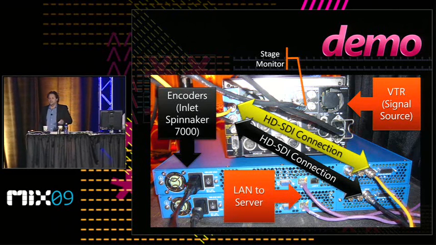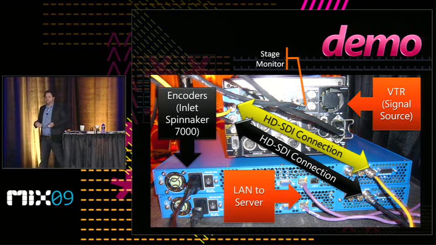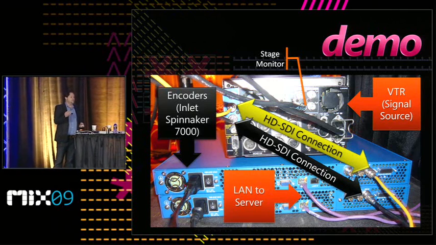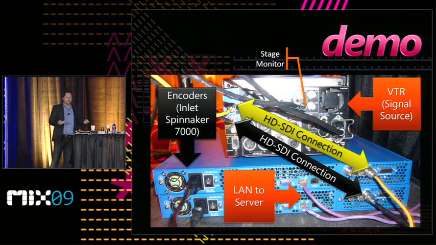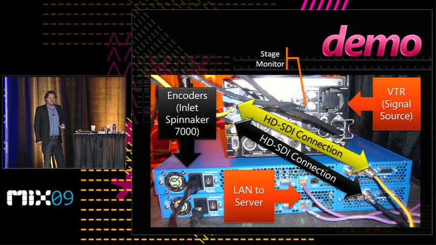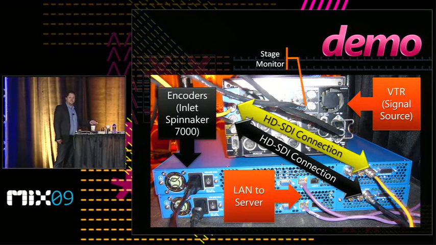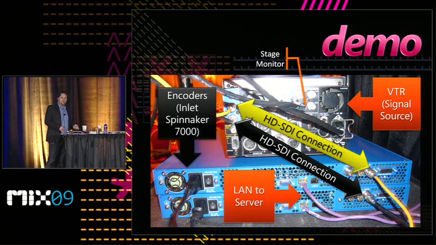And then finally, the LAN. How are we actually communicating those encoded bits back to the media server? Again, there's three elements. There's the source, which is the VTR, the encoders, that's the Spinnaker unit on the bottom, and then the last piece is the server piece, and that's where the LAN has got to pump out the encoded bit streams in all the high, medium, and low varieties out to the IIS server.